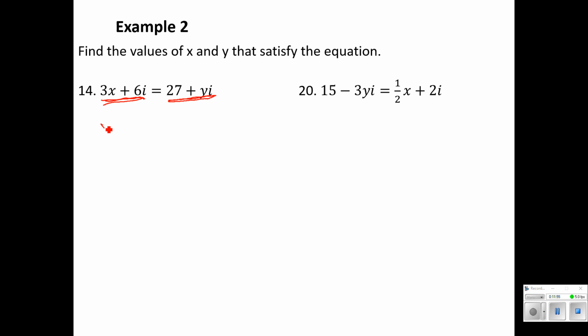So to find x, I'm just saying, hey, I want this 3x to equal 27. What must x equal? So if I want 3x to equal 27, x has to be 9. And the same thing with the imaginary part here. We want positive 6i to equal positive yi. Well, if that's going to be true, y has to equal 6. And that was pretty easy to spot. Let's try the next one.